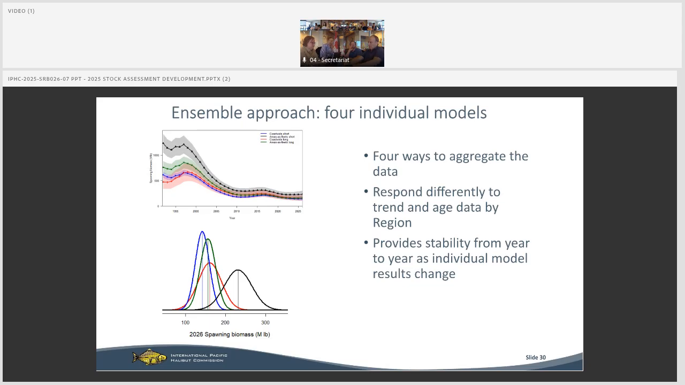For over a decade now, we've been using an ensemble of 4 individual stock assessment models to assess the Pacific halibut stock each year. These models represent a two-way cross between time series length and structure of the fleets in the model. This is 4 different ways to aggregate the data. And each of these models has shown different performance over time. We see this is actually the results of this year's preliminary assessment.